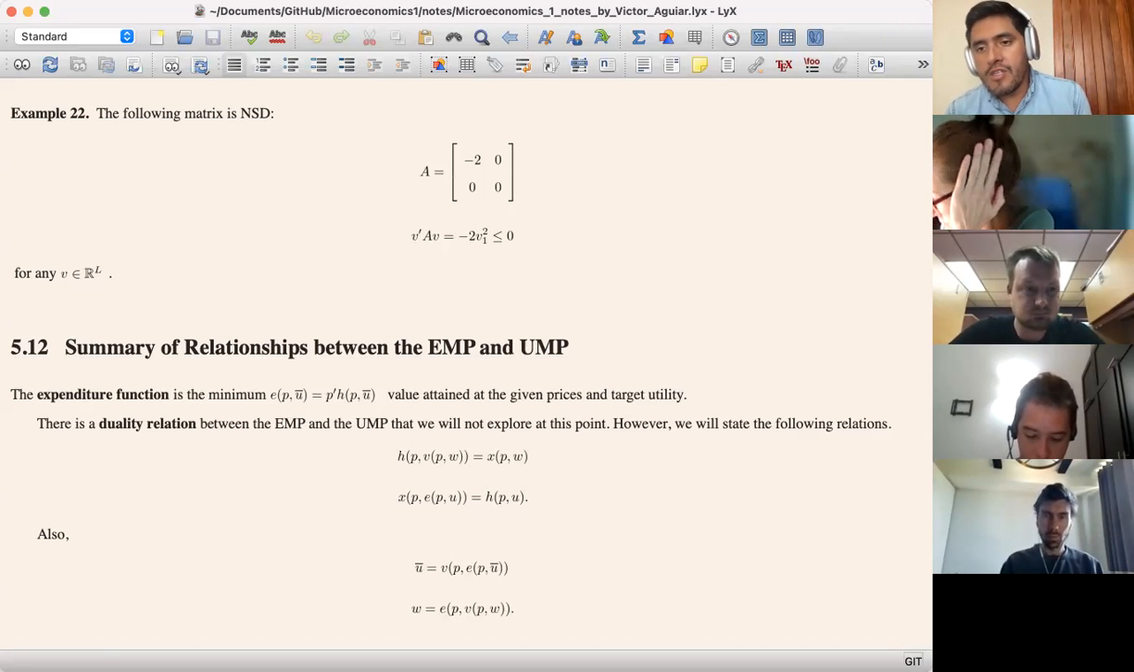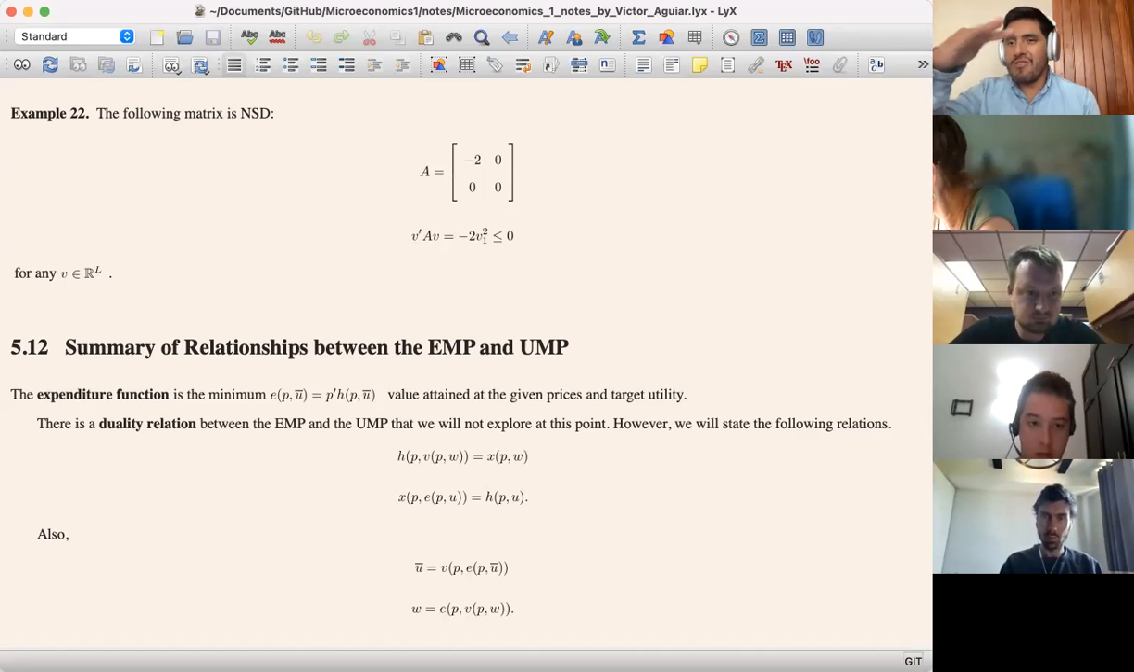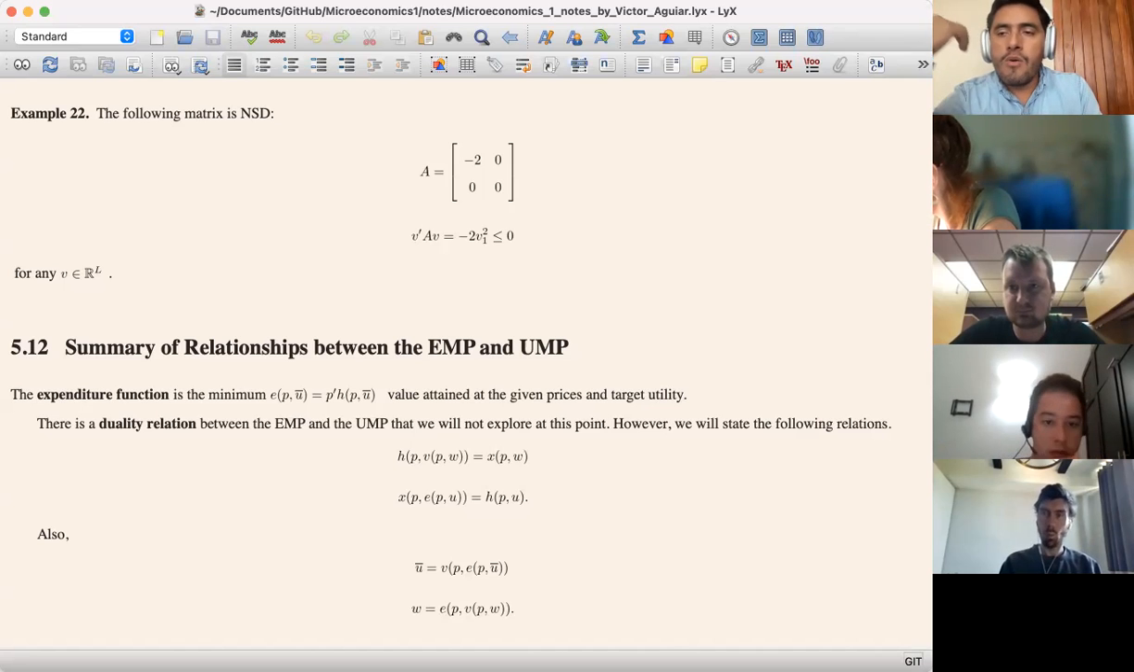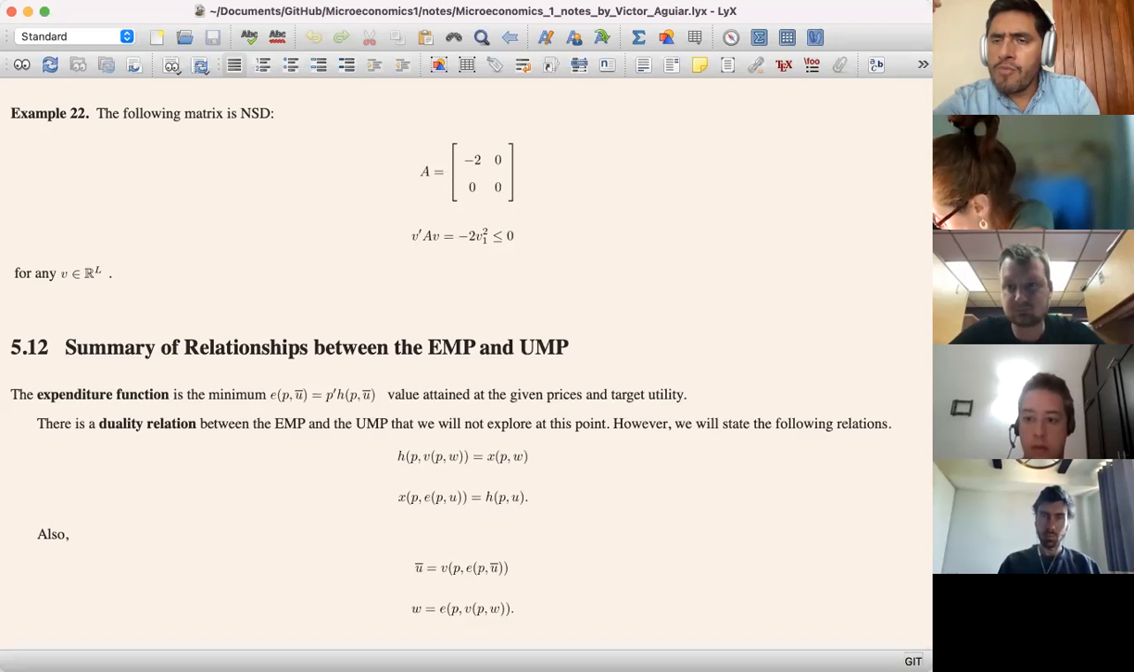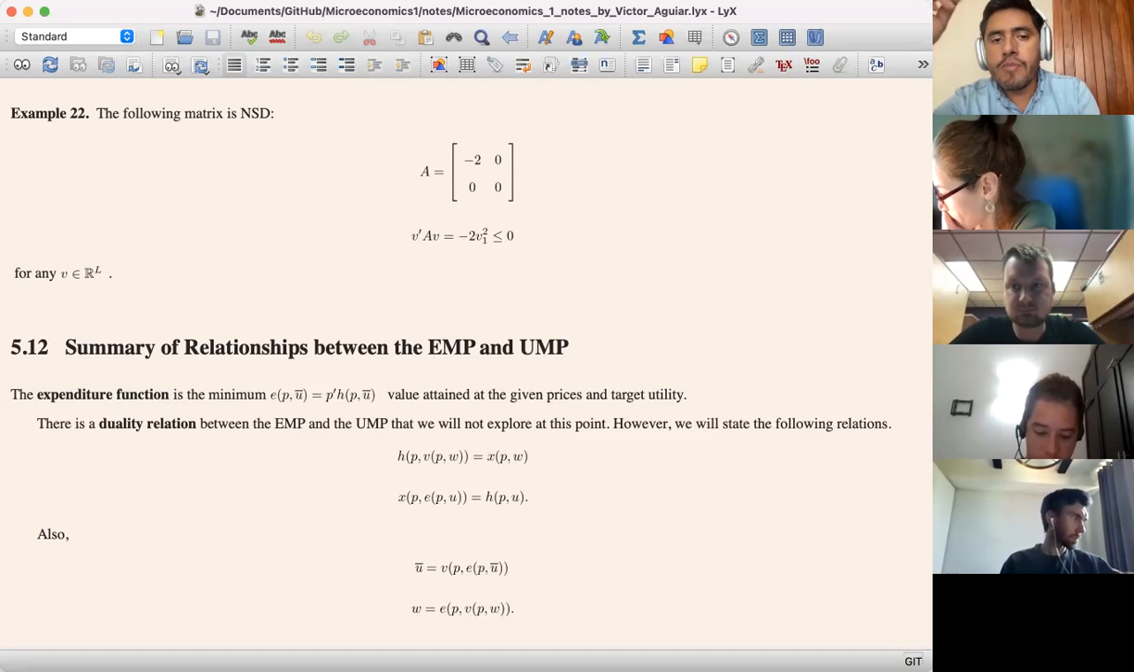So one important thing about this chapter is we have worked basically with fixed U all the time. Now we're gonna play a little bit with this value of U, making it a variable and in fact sometimes a function. And we're gonna use this to connect the expenditure minimization problem with the utility maximization problem, okay? As someone of you pointed out, this is the famous duality theory between the EMP and the UMP.